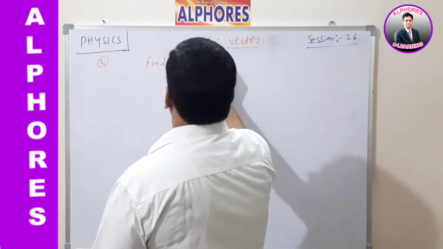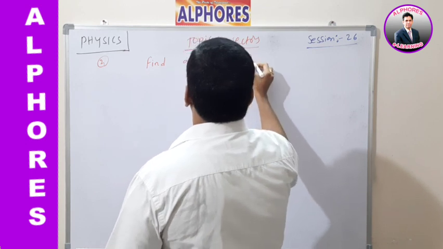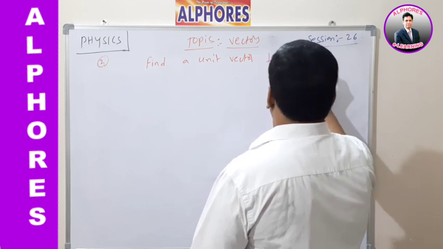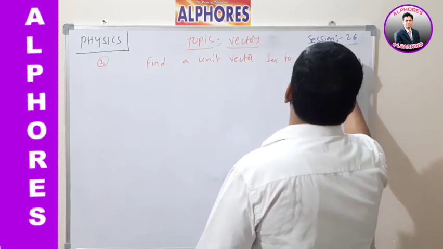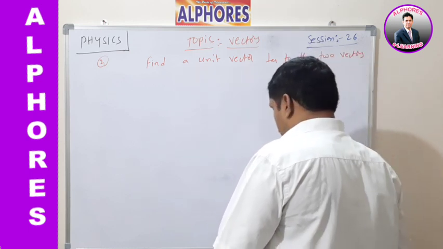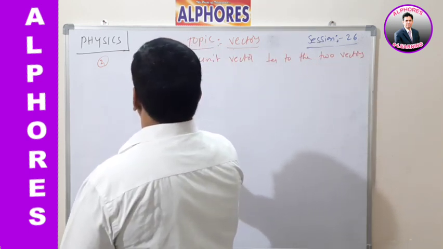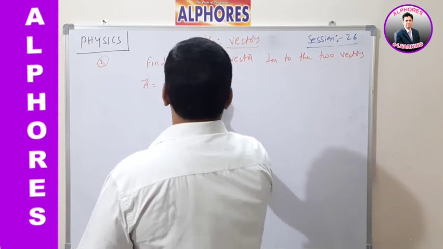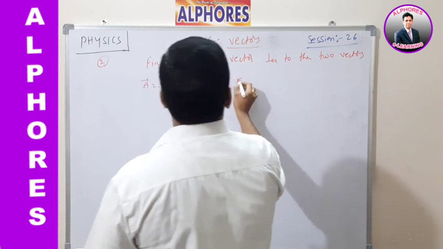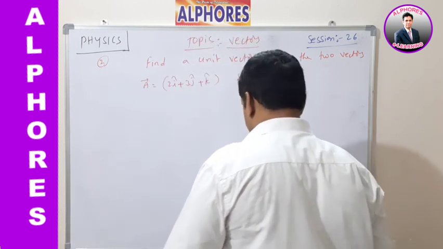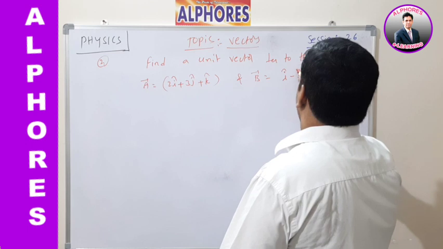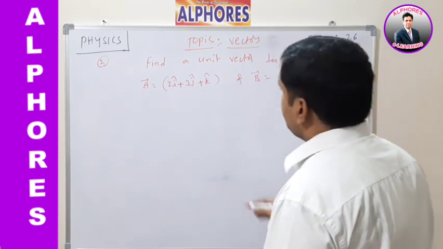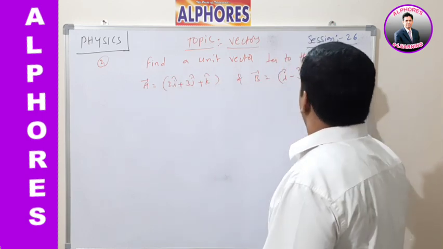Find a unit vector perpendicular to the two vectors. Perpendicular to the vectors A bar is equal to 2i cap plus 3j cap plus k cap, and B bar is equal to i cap minus j cap plus k cap. So these are the two vectors I am giving. Find a unit vector perpendicular to the two vectors.